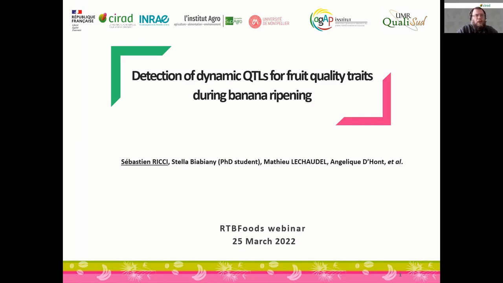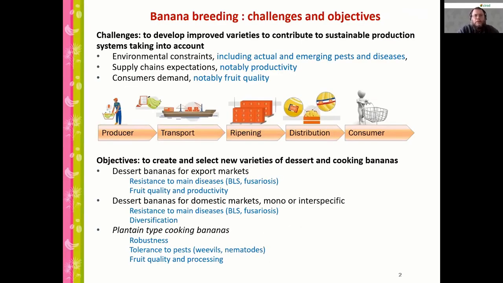So just to begin, some background elements about banana breeding. We have some challenges and objectives. The challenges are to develop improved varieties to contribute to sustainable production, so without pesticide or any chemical for production, and we have to take into account some environmental constraints, including the pests, actual and emerging, the supply chain's expectations, and the consumer's demand, notably fruit quality. So our objective is to create and select new varieties of dessert and cooking bananas.